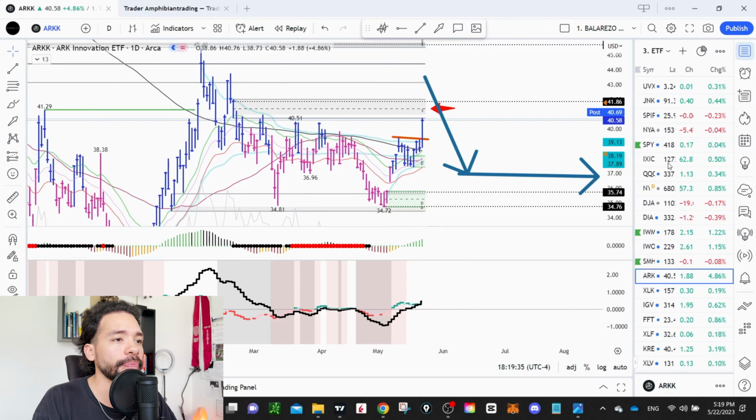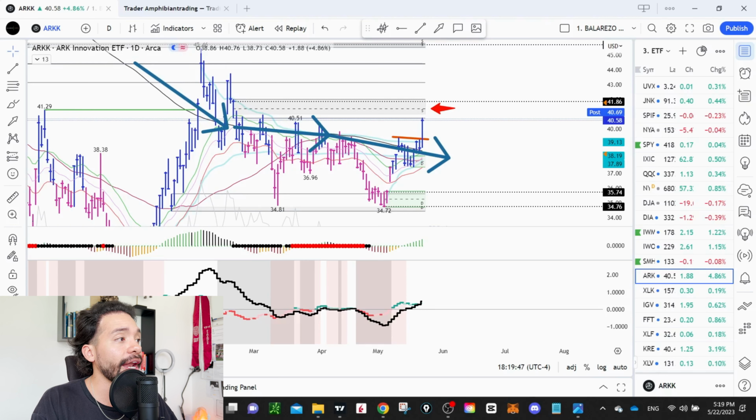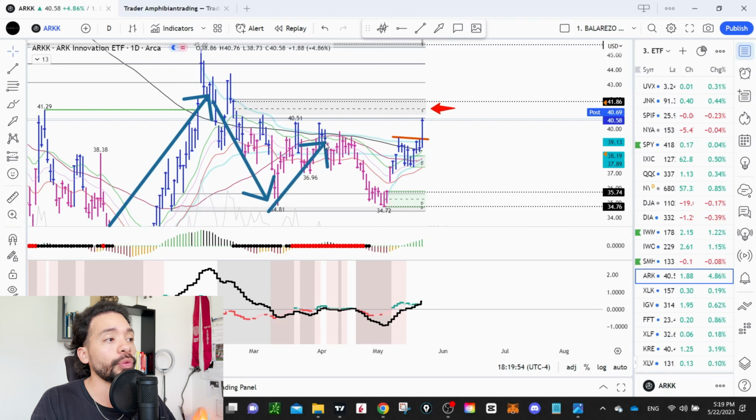And the reason why, and some other people have already mentioned this on Twitter, which I find pretty fascinating, is that you can see right here this black EMA. This is the 200 daily moving average. We had a rally in ARK. We came to that 200 daily moving average. We got rejected. Then we tried again, and then we got rejected again.